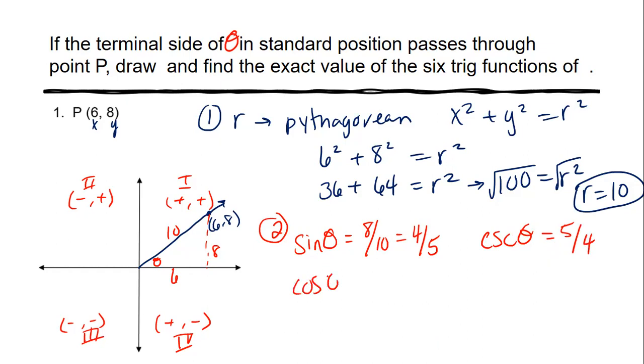Next, we're going to do cosine. What is the rule for cosine? Adjacent over hypotenuse. And my hypotenuse is 10. So we have 6 over 10. What does that reduce to? 3 over 5. What is my reciprocal, secant? 5 over 3. So secant is SEC. Like E? Yeah, it's an E. Sorry.